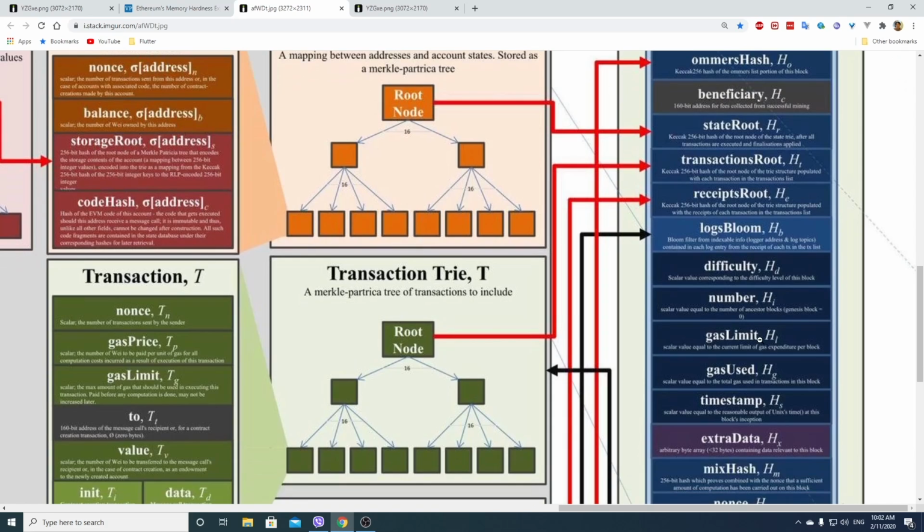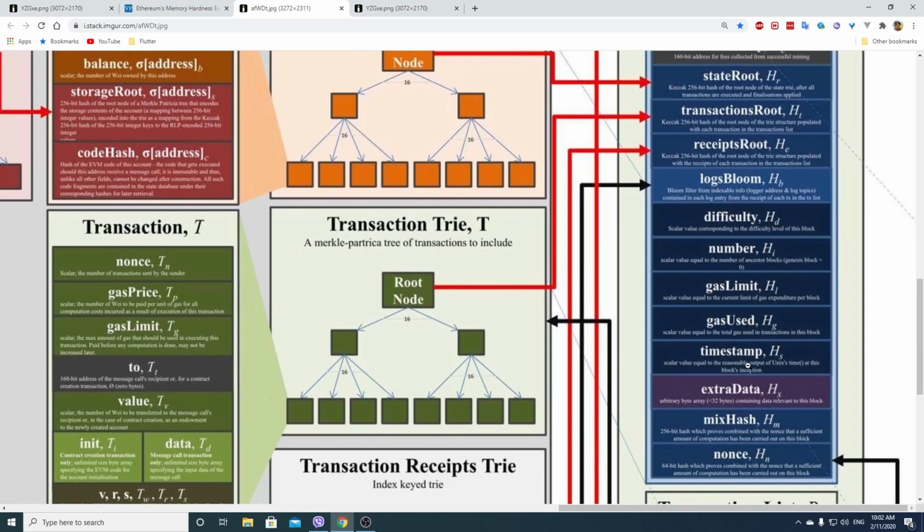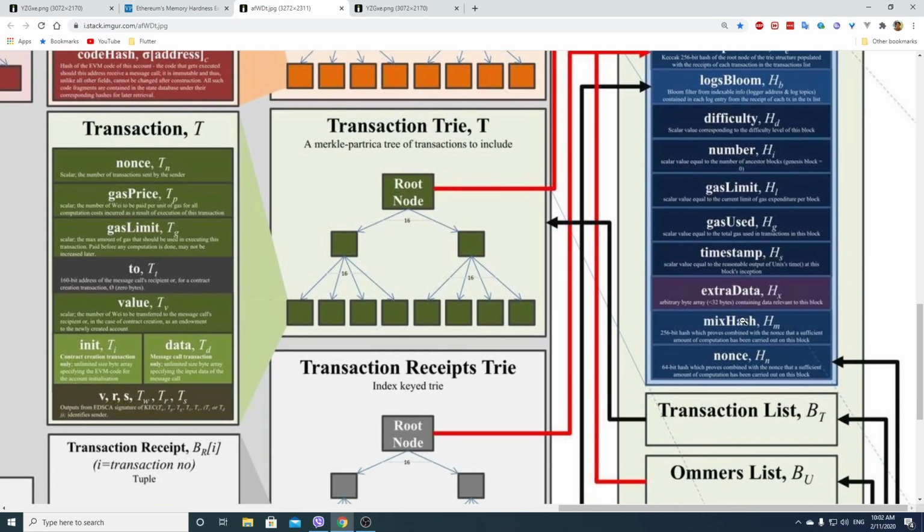So difficulty, store number is a block number. Gas limit is the total gas limit. Gas used is the total gas used on the block. Timestamp. Extra data, something you can add. Mix hash. So mix hash has to do with the Ethash. So these together, this one you can change, and this is the proof that you have actually taken a look at the set.